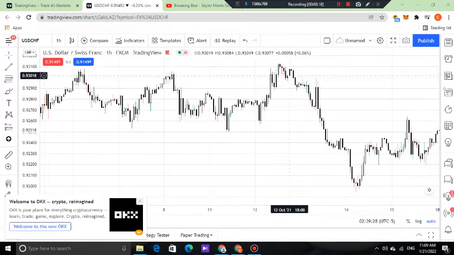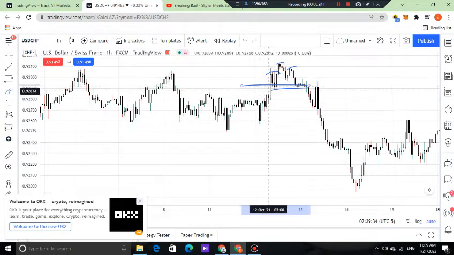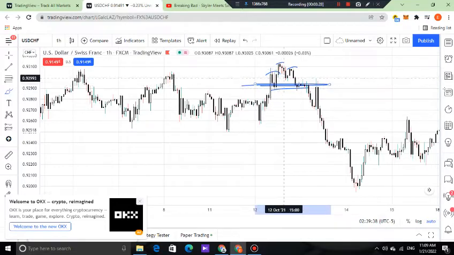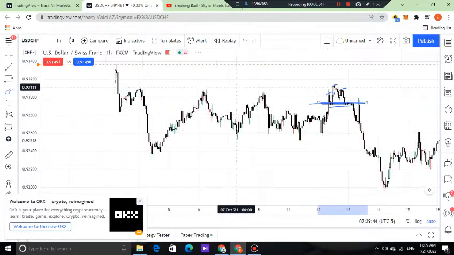Check this out. It's not a failed pattern, but I wanted to show you. It doesn't hurt. As you can see, it's a reversal pattern here. It didn't hit the stop loss, so it worked.